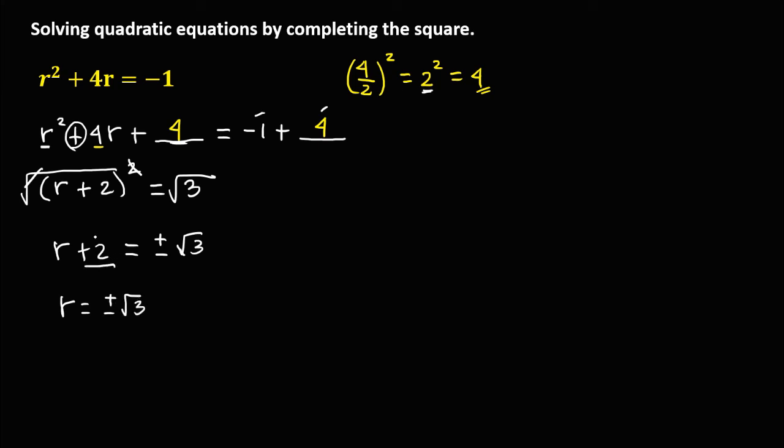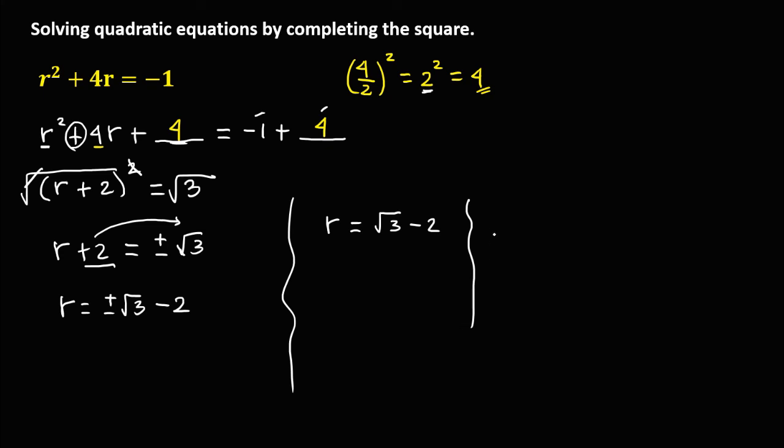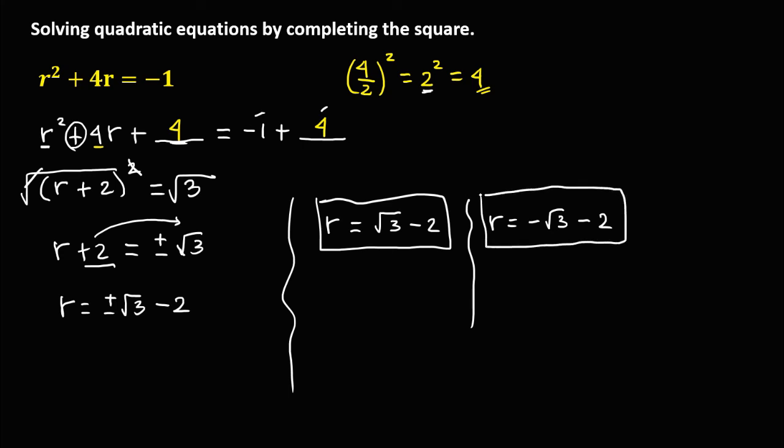Then to solve for r, this positive 2 transpose to the right side. So this becomes negative 2. So to solve now for r, we have r equals positive square root of 3 minus 2. Then the other one, r equals negative square root of 3 minus 2. So these are the solutions of these quadratic equations.